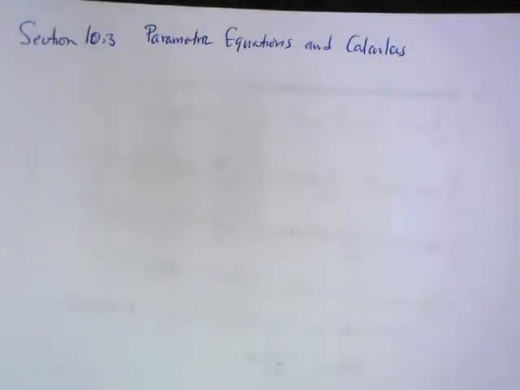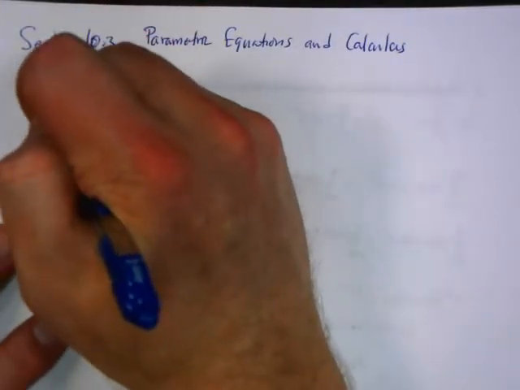In Section 10.2, we looked a little bit at parametric equations. In Section 10.3, we're going to look at parametric equations and do some calculus. What kind of calculus do we do? We do derivatives and we do integrals. That's right.